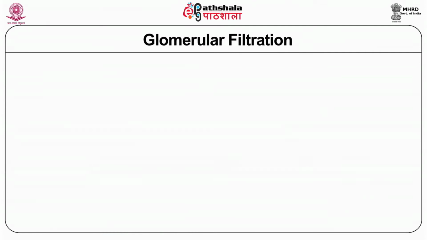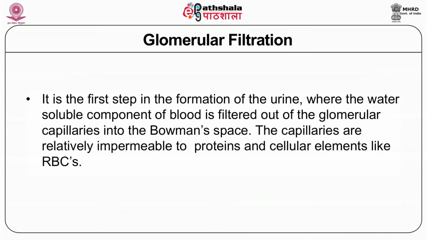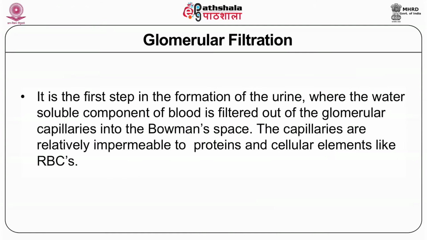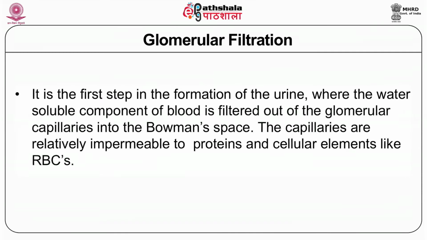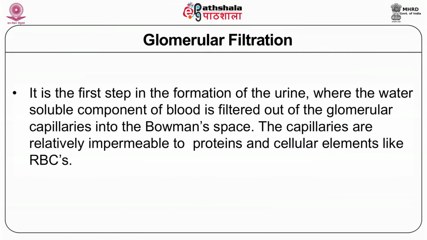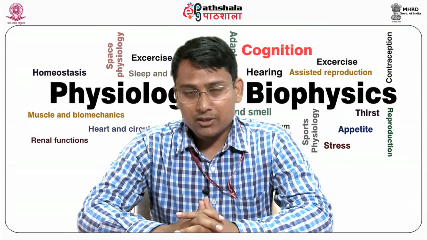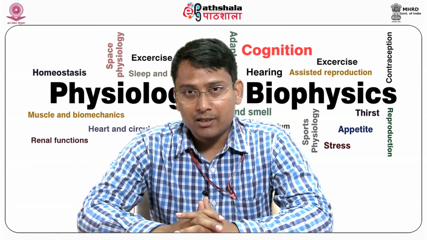So, glomerular filtration, some points need to be known about it. To begin with, it is the first step in the formation of urine, where the water soluble components of blood are filtered out of the glomerular capillaries into the Bowman space. The capillaries are relatively impermeable to proteins and cellular elements like RBCs, while all the rest of the composition is almost the same as the plasma, such that the osmolarity of the filtrate is the same as that of the plasma. Calcium and fatty acids are bound to plasma proteins, hence cannot be filtered.